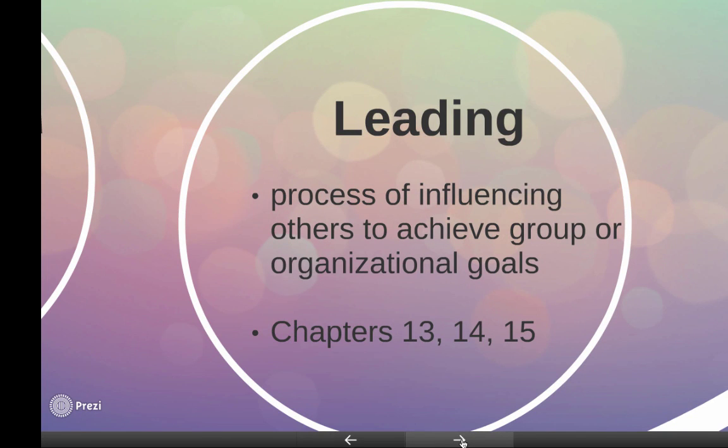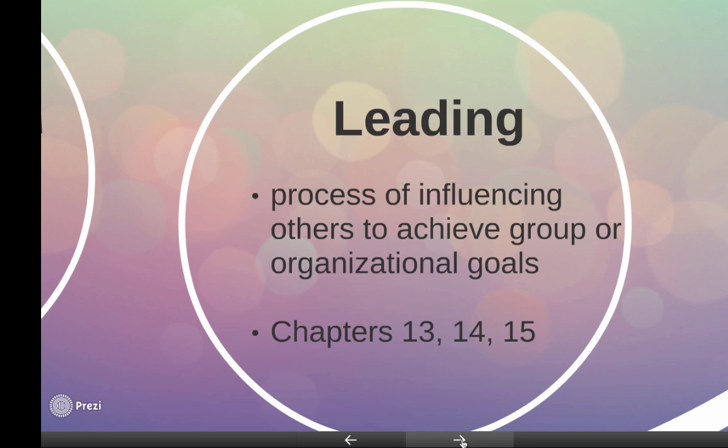The third function is leading. And when I think of management, this is the first thing that comes to mind. Good managers are good leaders. They're charismatic, they're good talkers, they're inspiring. And that's certainly true with management. Leading is the process of influencing others to achieve group or organizational goals.